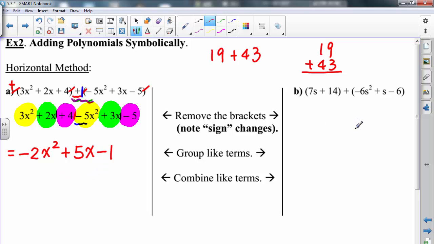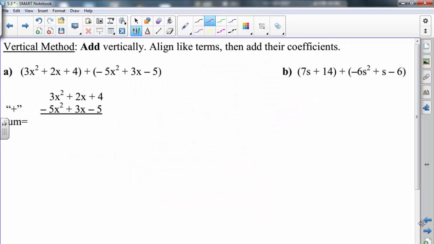This one is for you to try. We will come back and check the answers together. Right now, let's introduce the vertical method.